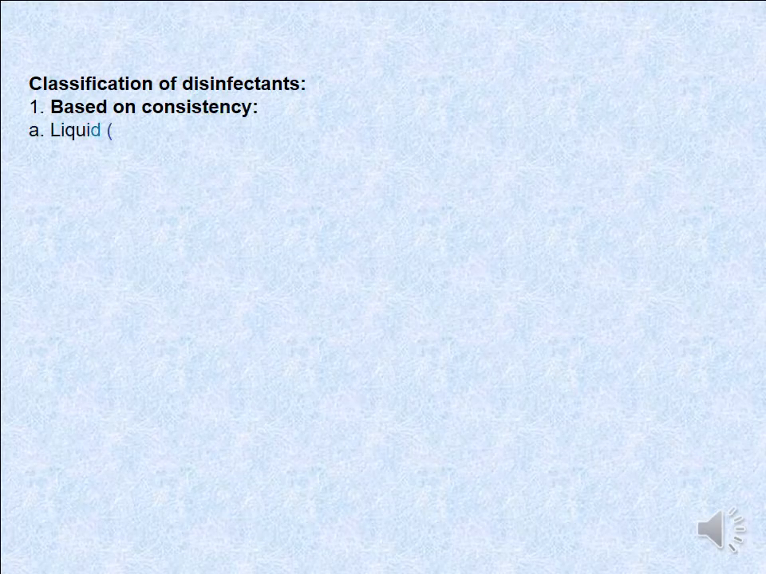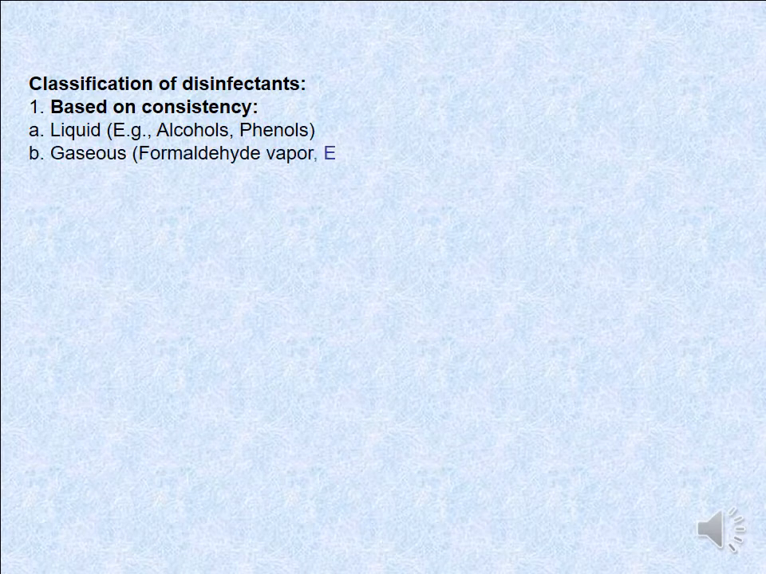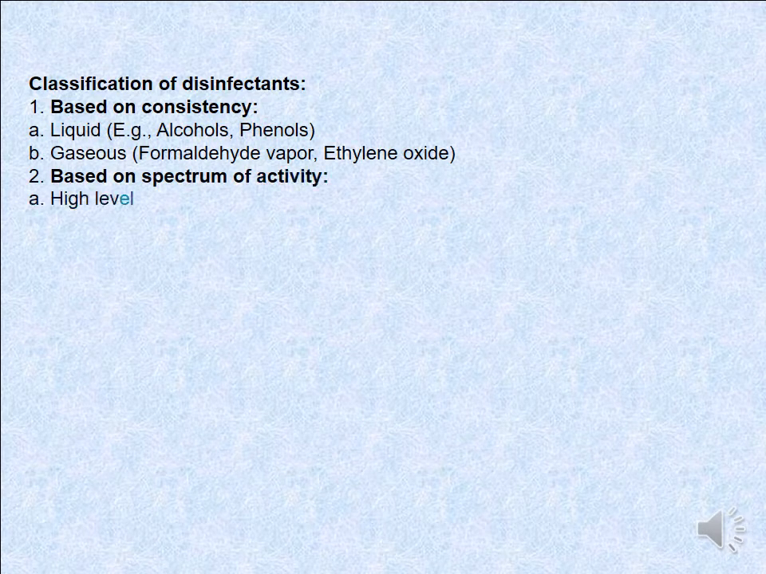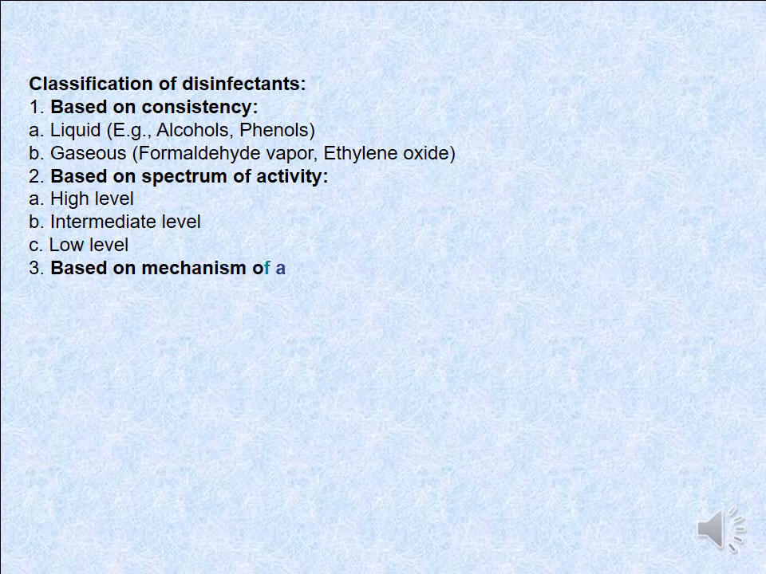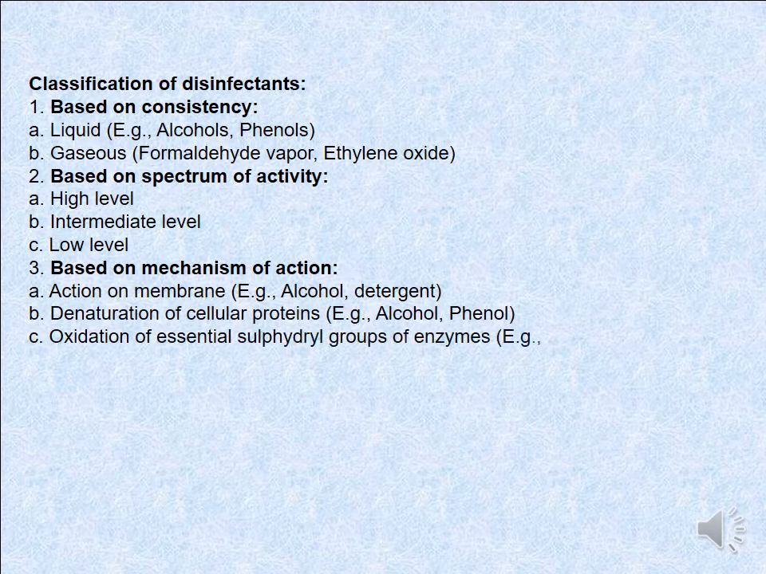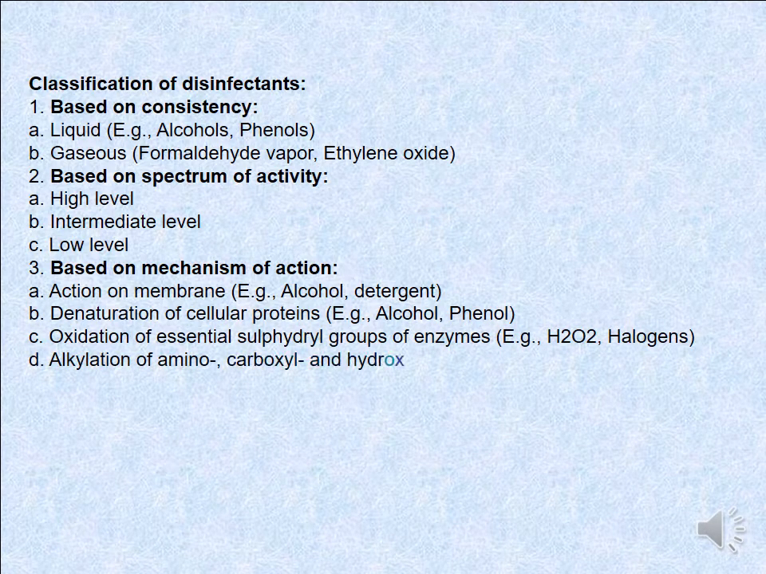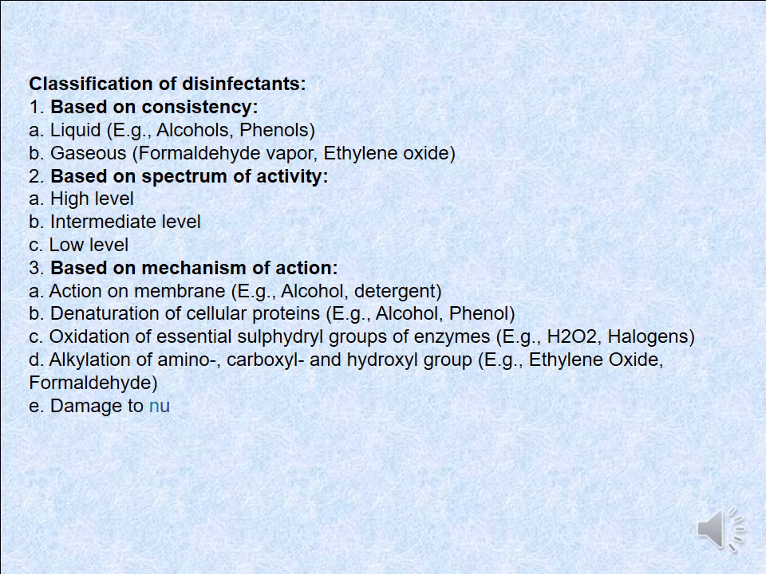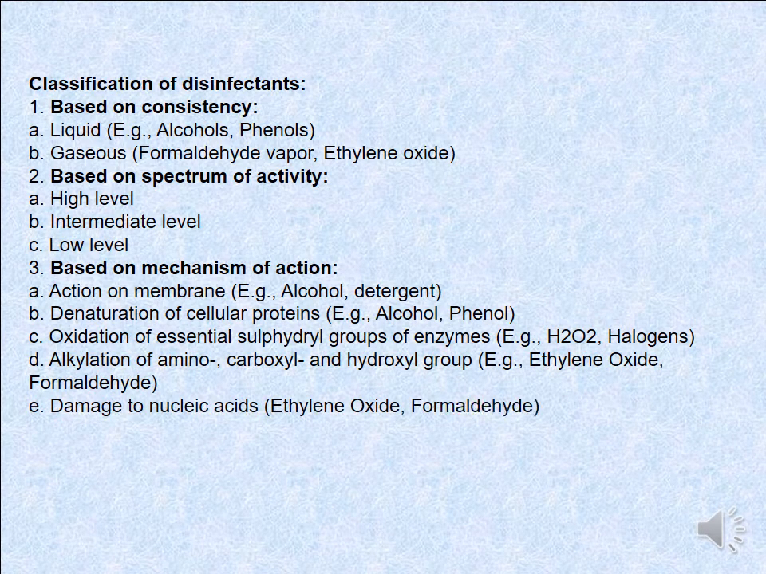The classification of disinfection. We have first classification depend on the consistency. We have either liquid or gases. The liquid example for alcohol, phenol, and the gases example formaldehyde vapor, ethylene oxide. Other classification based on spectrum of activity. We have three: high level, intermediate level, and low level spectrum of activity.